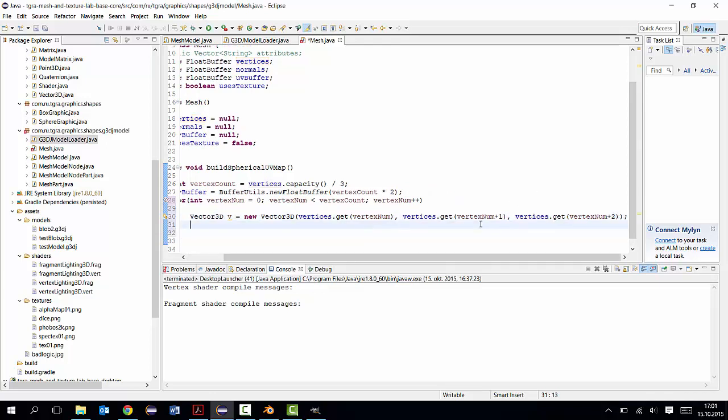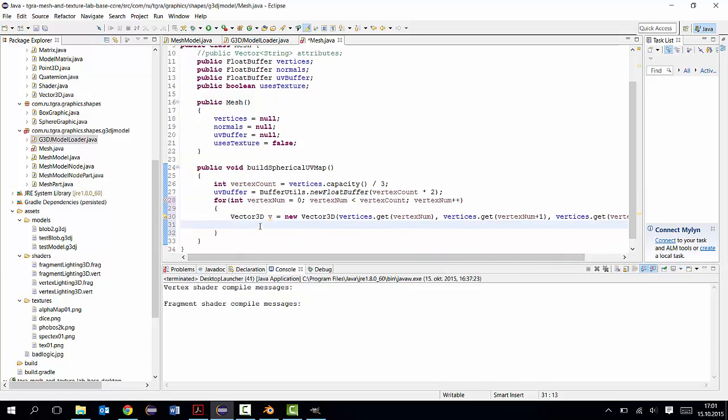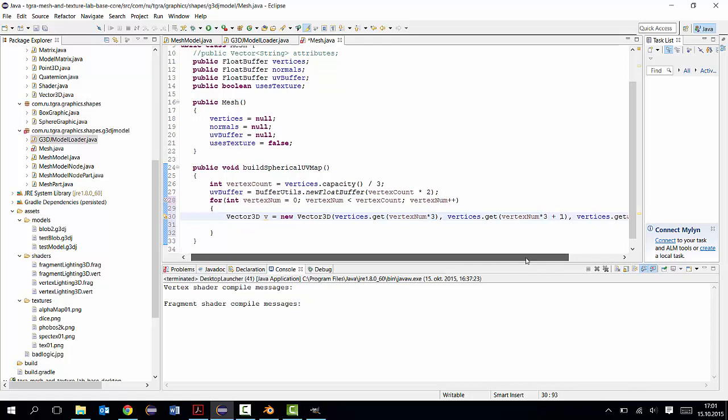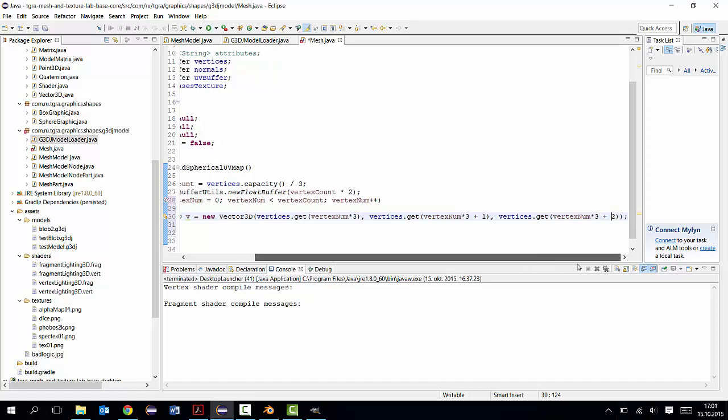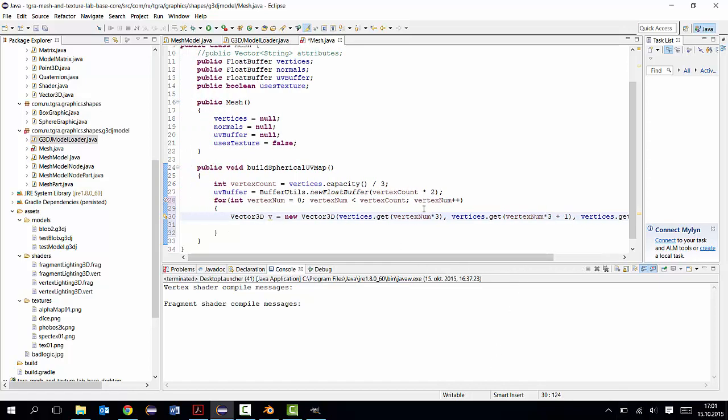So vertices get vertex num plus 1, get vertex num plus 2. So we're imagining that we have vertex num times 3. This has to be like so. Okay, so we're taking every third vertex and then the next one and the next one. And so when we get to vertex num 1 higher, we'll get to the next one after that. So we're taking 3 numbers together here.